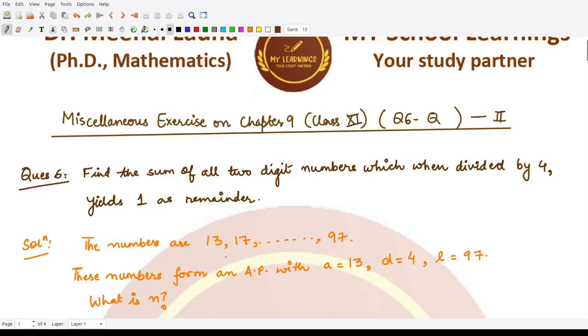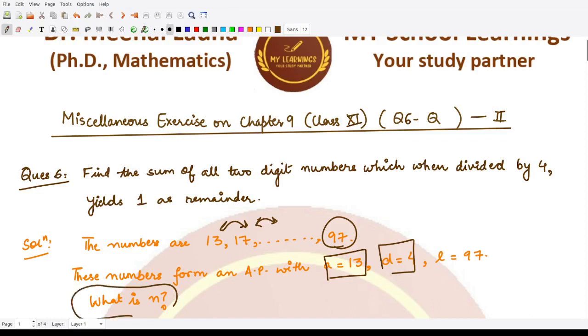These numbers form an AP clearly because their common difference is 4 in each case. So d is 4 with the first term as 13 and the last term as 97, but we don't know how many such terms are there. So we will calculate the value of n. We can do that by making use of the last term, that is 97.